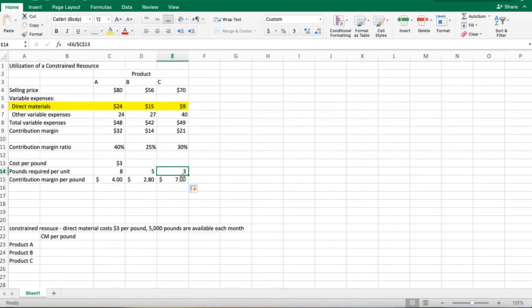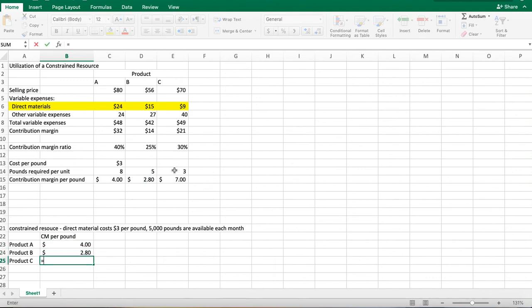However, I want you to look at product A. It requires 8 pounds per unit. The contribution margin per pound is $4. Now look at B. Use 5 pounds, contribution margin per pound is $2.80. So just kind of think about what we're looking at there for just a minute. So I'm just going to go ahead and move my answer down here. That one is $4, $2.80, and $7.